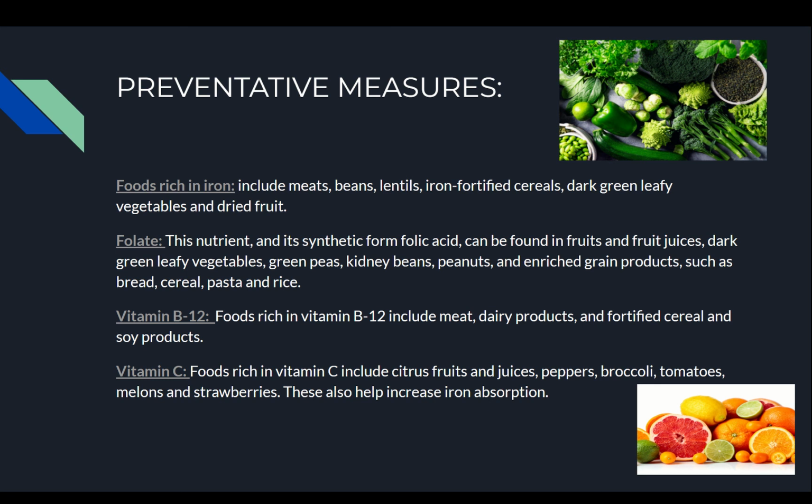Vitamin B12, which also is helpful in preventing anemia, is usually found in meat and dairy products, and in fortified cereals, and in soy products. Lastly, vitamin C is helpful with the absorption of iron, and foods that are full of vitamin C are fruits, fruit juices, peppers, broccoli, tomatoes, melons, and strawberries.